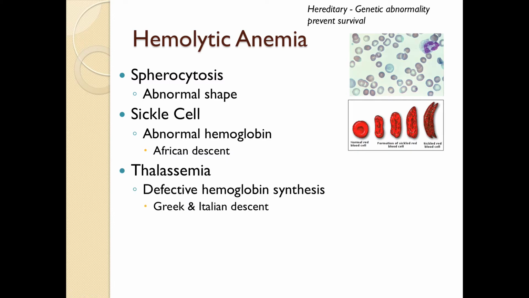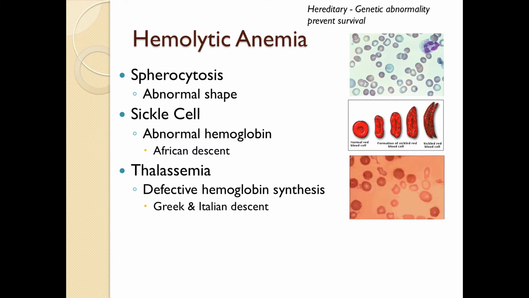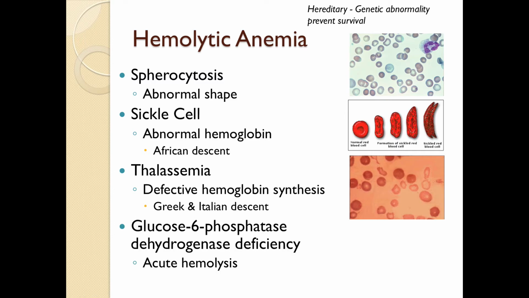Thalassemia is defective hemoglobin synthesis with abnormal shapes of red blood cells. So you'll see some macrocytic, some hypochromic, just all over abnormally shaped red blood cells. This is more common in genetic lines associated with areas in Greece and Italy. And then finally, there is an inborn error, glucose-6-phosphate dehydrogenase deficiency, which leads to very large abnormal hyperchromic red blood cells. And again, they're really, really big, and they're almost immediately broken down by the spleen.